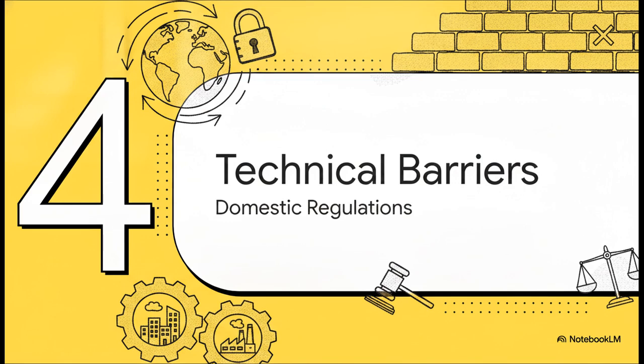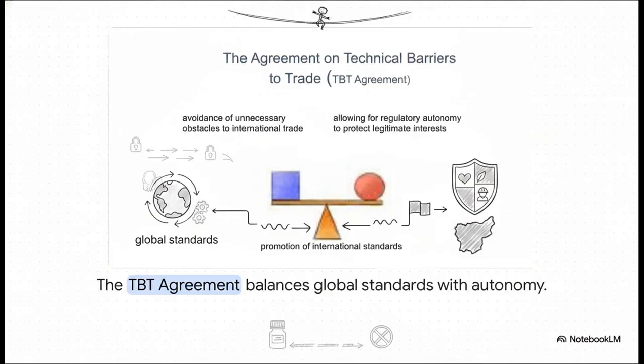So let's look at Section 4, Technical Barriers to Trade. And this brilliantly illustrates the constant tightrope walk of global trade. The TBT agreement applies to all products, whether they're agricultural or industrial, and its primary purpose is basically twofold. On one side, it aims to avoid unnecessary obstacles to international trade by promoting unified global standards, which is great because it keeps costs down for everyone.